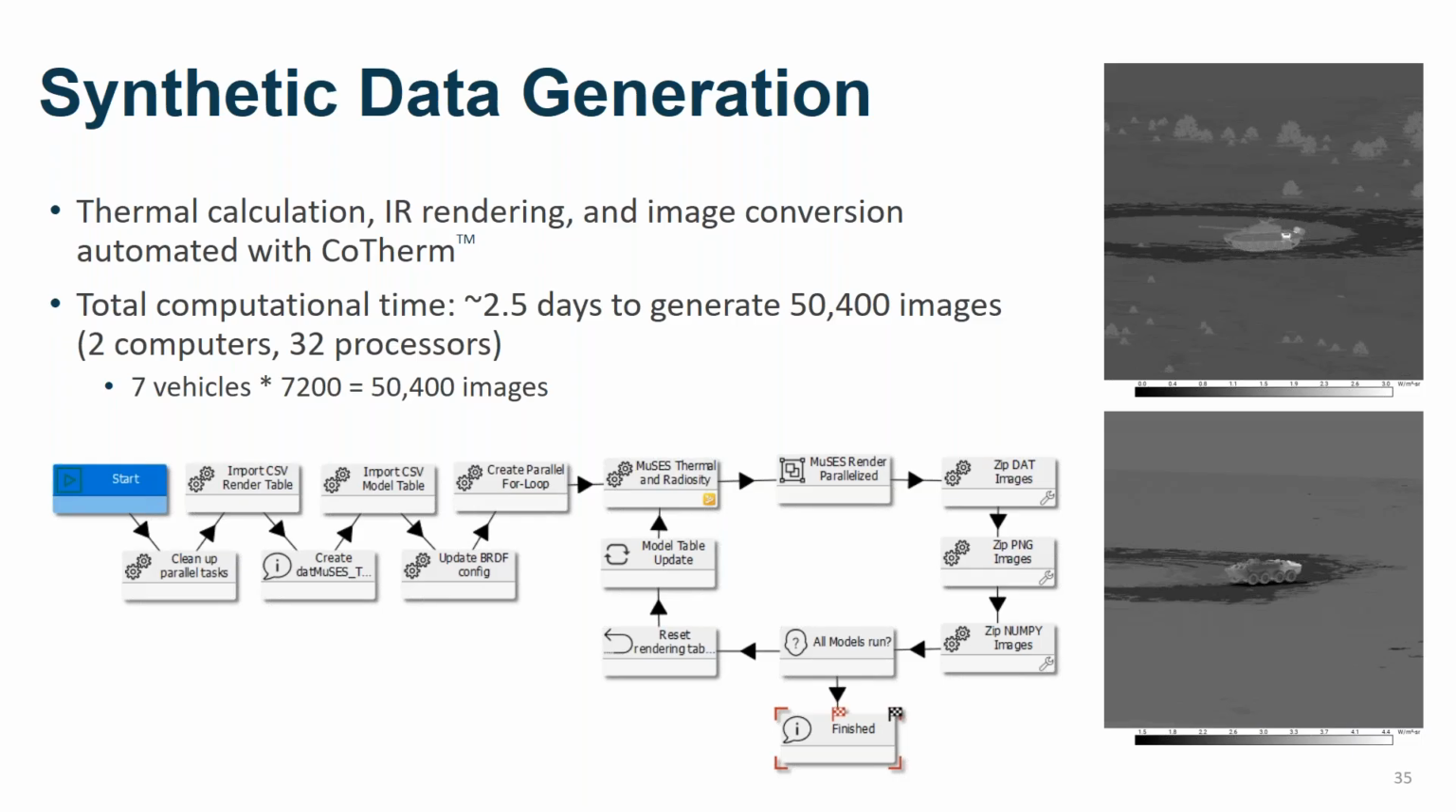And so this 2.5 days was spread over 2 computers, each with 16 processors, so 32 total processors. So we can generate tens of thousands of images per day, hundreds of thousands of images. Obviously this image generation time will depend on your specific model size and sensor settings.